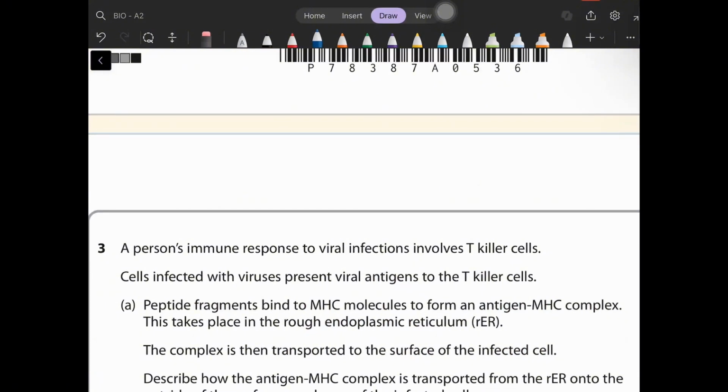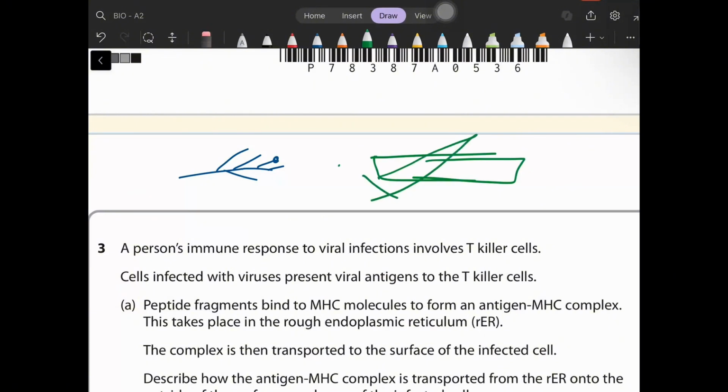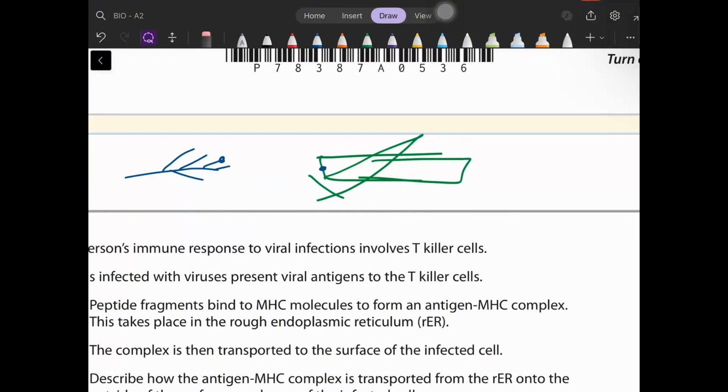Suppose you have this rough endoplasmic reticulum over here. The proteins, after they are synthesized, get packed into vesicles from the rough endoplasmic reticulum and move to the Golgi apparatus. Suppose this is the Golgi apparatus. This is a rough drawing, excuse me for that. The vesicles then fuse with the Golgi apparatus and release their content inside it. Once inside, the contents, like the proteins, the antigen MHC complex in this context, get modified.